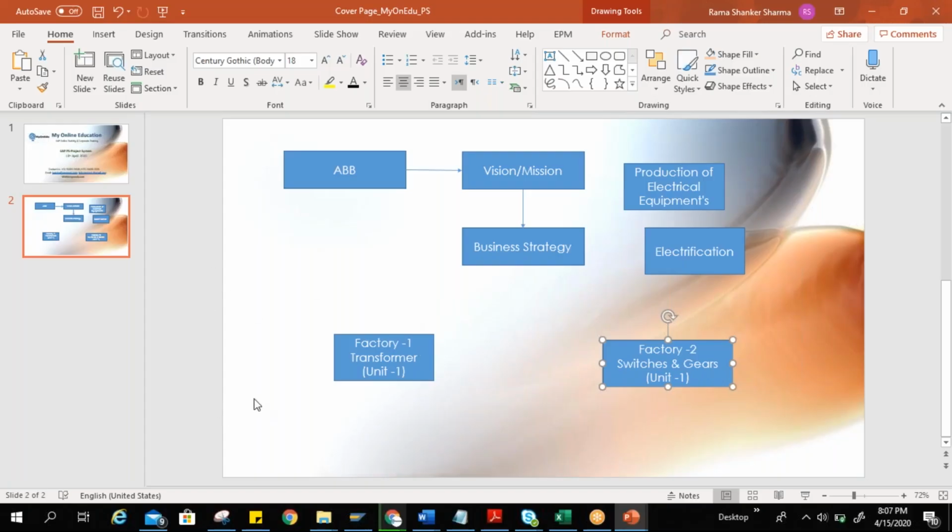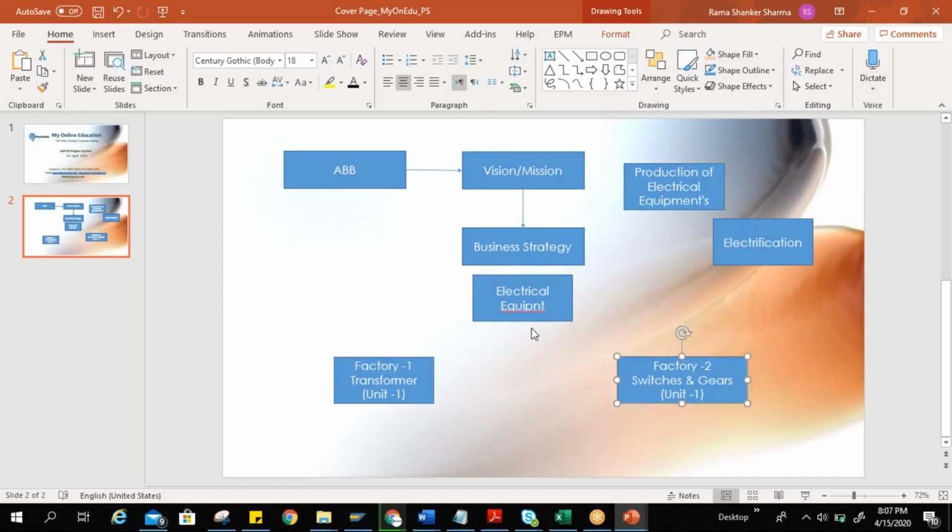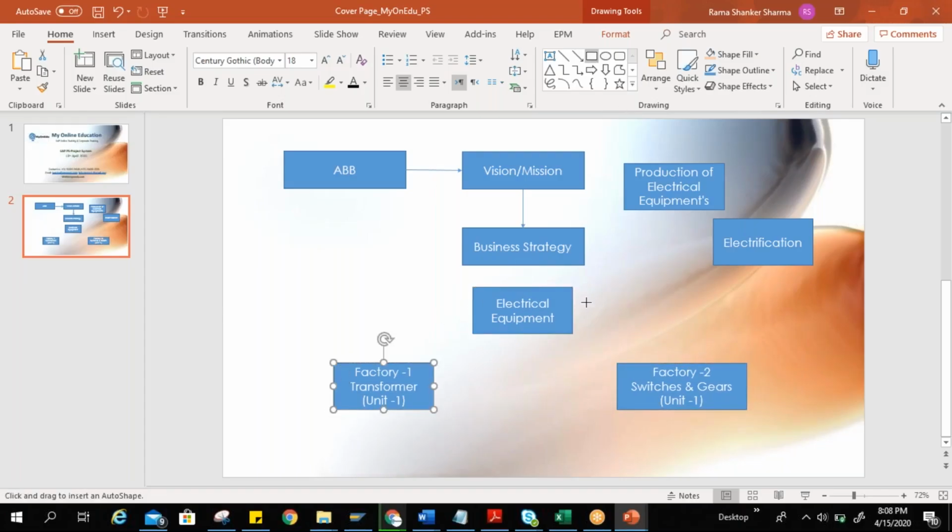What are those approaches? The first is top down, the other is bottom up. As per my rough idea, for the business which I'm going to start, let's say electrical equipment, this is my business process, or you can say business line, and for this I need to make an investment of, let's say, 100 crore. So this is my lump sum idea.